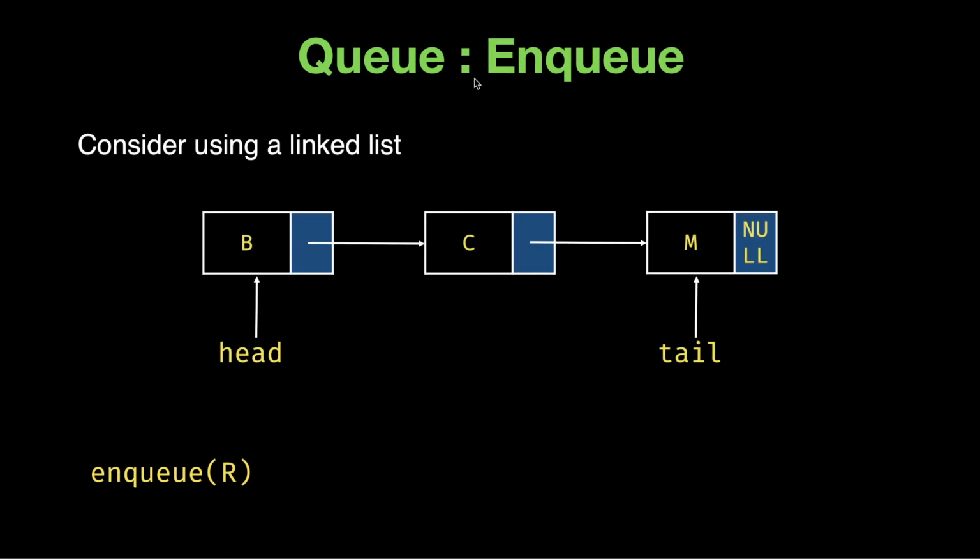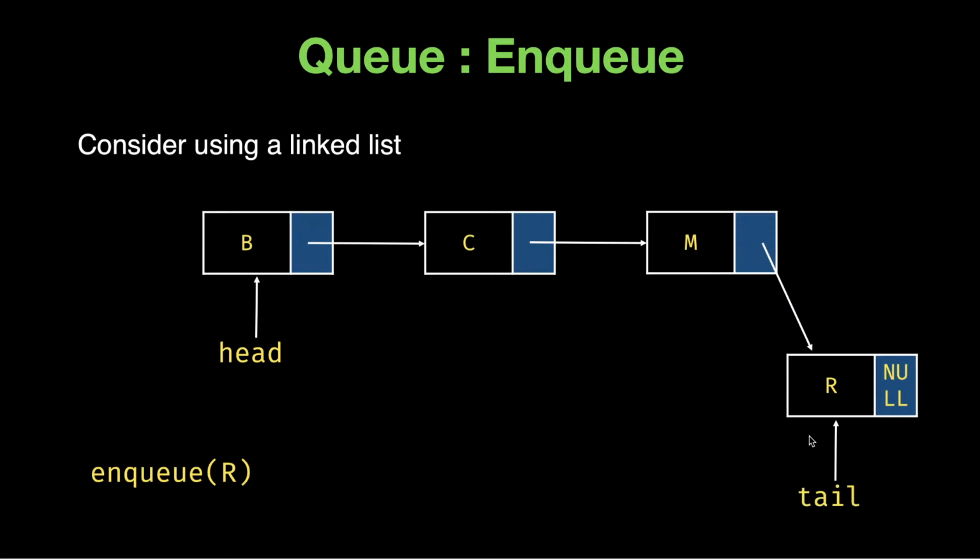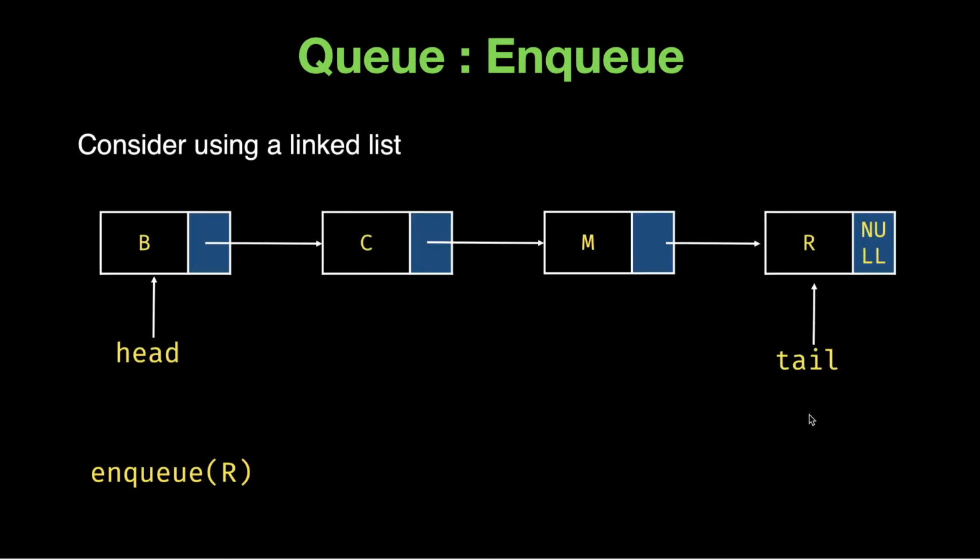But similarly for enqueue, we already have a reference to the tail pointer, so we can just insert a new node, make the tail node point to the new node, and shift the tail pointer back to the new node. So this is also a constant time operation. We already have the reference to the tail pointer, so we can do it in O(1) time. So using the linked list we can actually implement queues optimally.